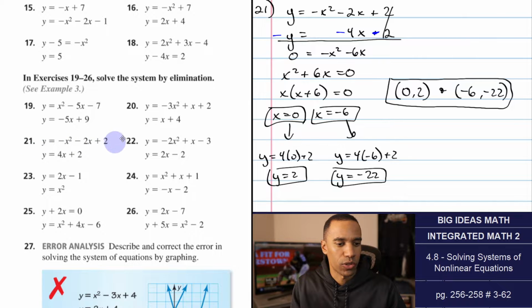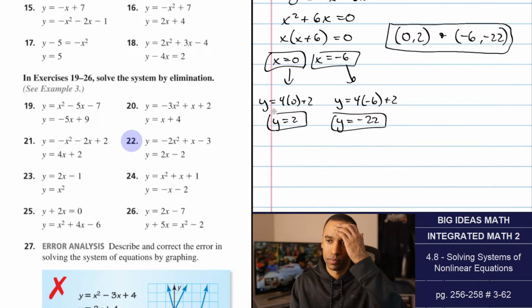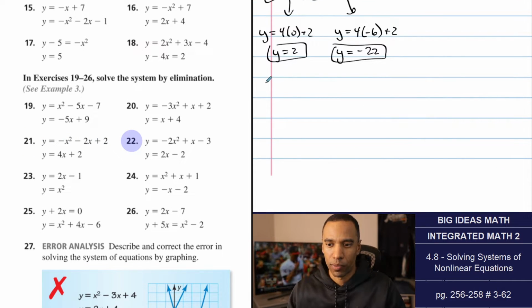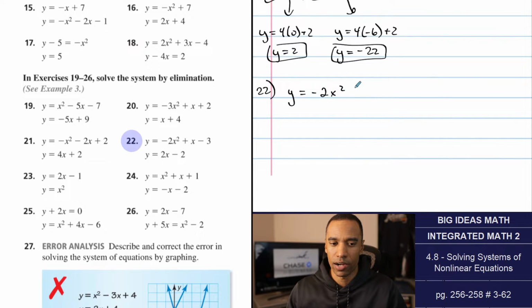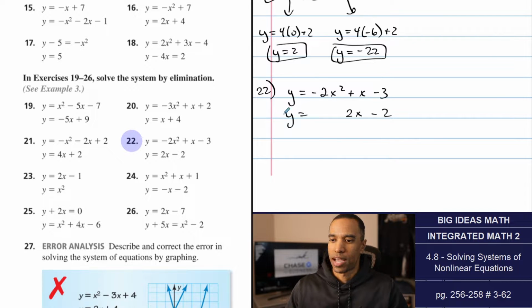All right, number 22. Last one on this page I'm going to write. Y equals negative 2x squared plus x minus 3. And y equals 2x minus 2. Let's subtract. Maybe for the last 4, I won't write the subtraction and just see how we do.